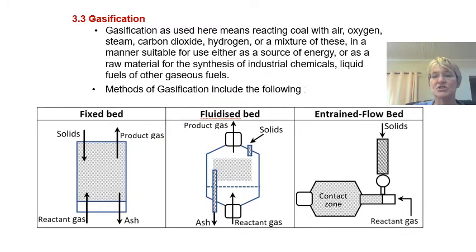Now gasification, the purpose of gasification is to produce other hydrocarbon products, where the coal is now burnt with air, oxygen, steam, carbon dioxide, hydrogen, or a mixture of these. And from this reaction, we have things like petrol and diesel and other industrial chemicals. Methods of gasification indicated here: fixed bed, fluidized bed, and entrained flow bed can be used.